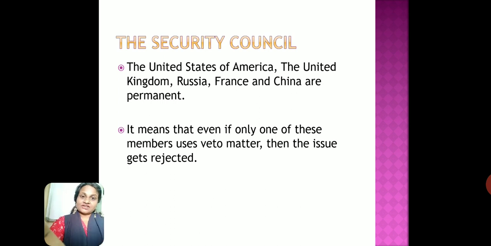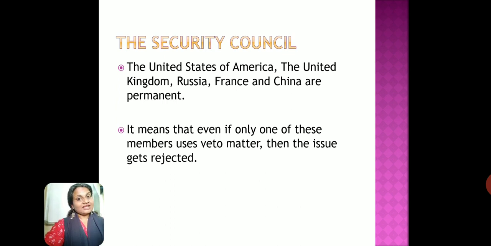Any of these 5 countries which I just said, United States of America, United Kingdom, Russia, France and China, are the permanent members and they have the right to veto. So what does that mean? That means that in case there is a vote on a certain topic or issue, then even if one country out of these 5 says no, that is a veto, and that issue gets rejected. It will not be considered any longer. Alright. So that is a right to veto.